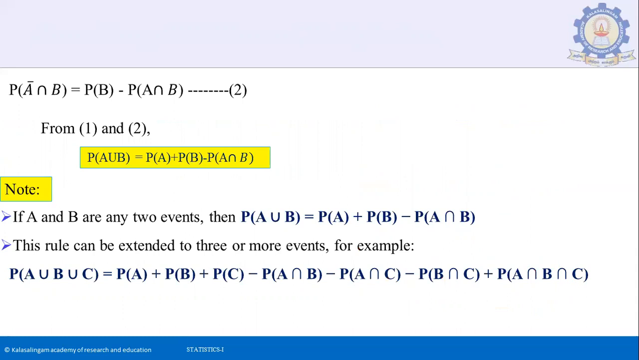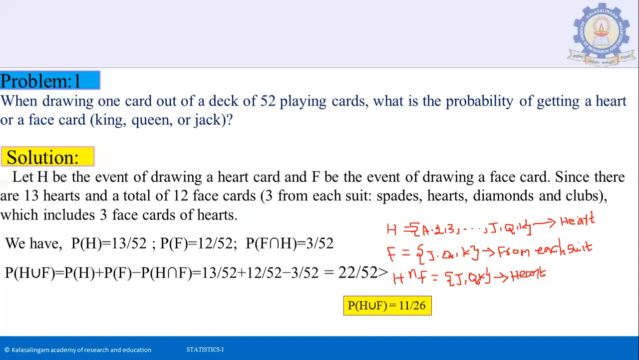If A and B are any two events, then P of A union B equal to P of A plus P of B minus P of A intersection B. This rule can be extended to 3 or more events. For example, probability of A union B union C equal to P of A plus P of B plus P of C minus P of A intersection B minus probability of A intersection C minus probability of B intersection C plus probability of A intersection B intersection C.